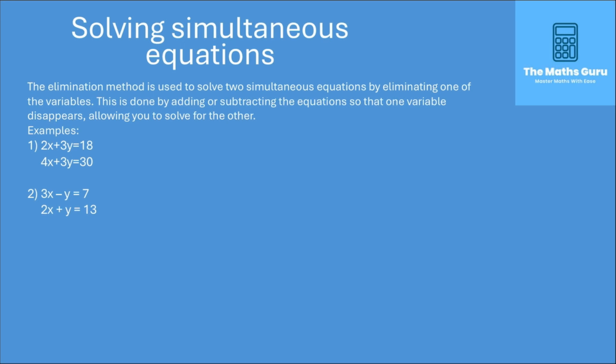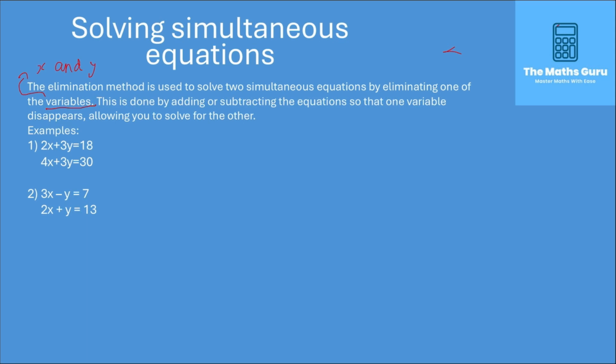So we're going to use a method called the elimination method, which is used to solve the two simultaneous equations by eliminating one of the variables. And in this case, the variables are x and y. So we want to find the values of x and y, and we do this by adding or subtracting the equations so that one variable completely disappears, allowing you to have an equation with only one unknown, so that we can answer it.